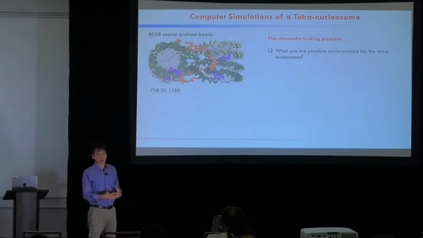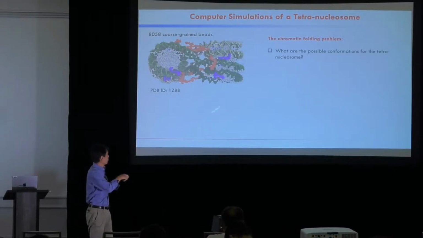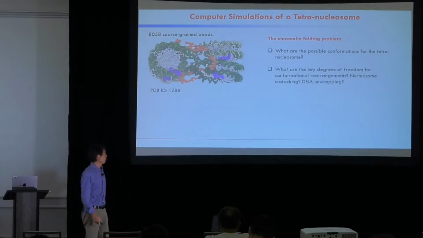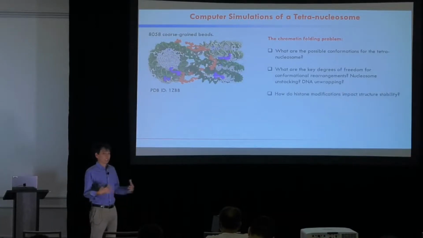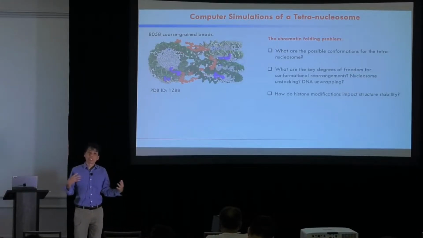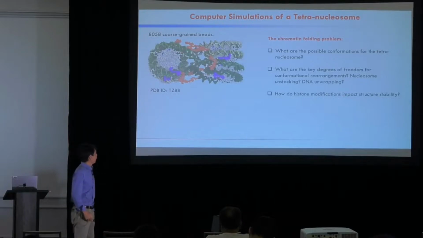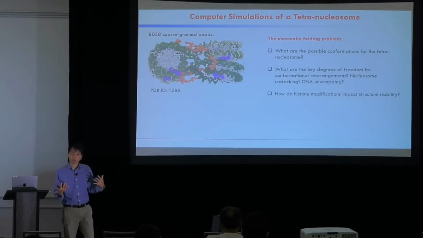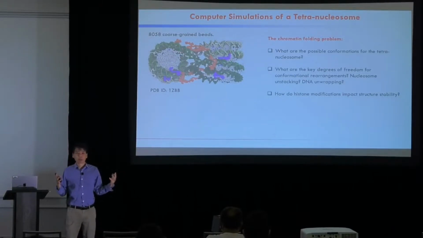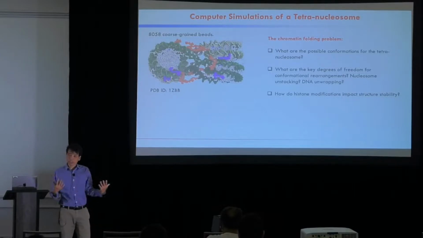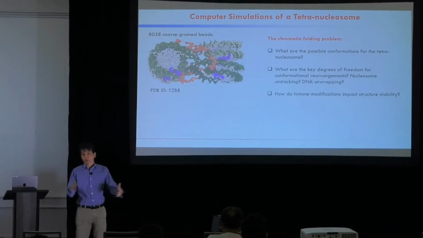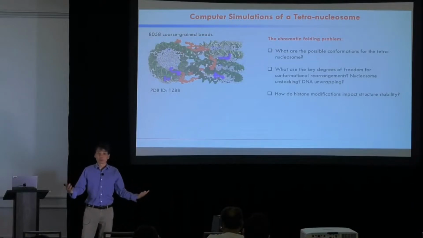For example, what are the possible conformations that can be adopted by this tetranucleosome, beyond just this single crystal structure? What are the key degrees of freedom that dictate the conformational change of the tetranucleosome, and how do different chemical modifications and changes in linker length affect the stability of the structures? Here, for this tetranucleosome, our corresponding model only has about 8,000 particles, which is rather small by the standard of today's computing power. But even for this system, we cannot hope to just run a brute force simulation for a long time and solve all the chromatin folding problems.